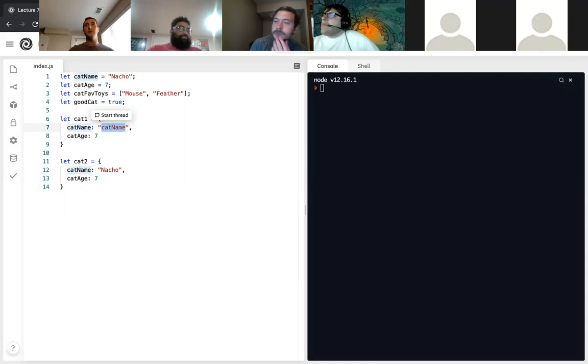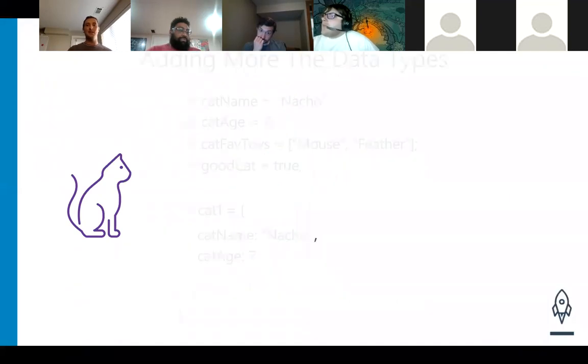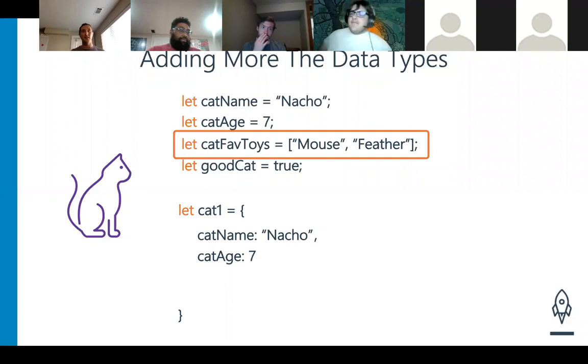So let's dive a little bit deeper into objects here. We're going to bring back all that information. We have our cat name Nacho and our cat age 7, and now we need to bring in this one. Like I've already mentioned, objects can contain every data type. An array is a different type of data type. It's a container. So what we're going to do is first add a comma.